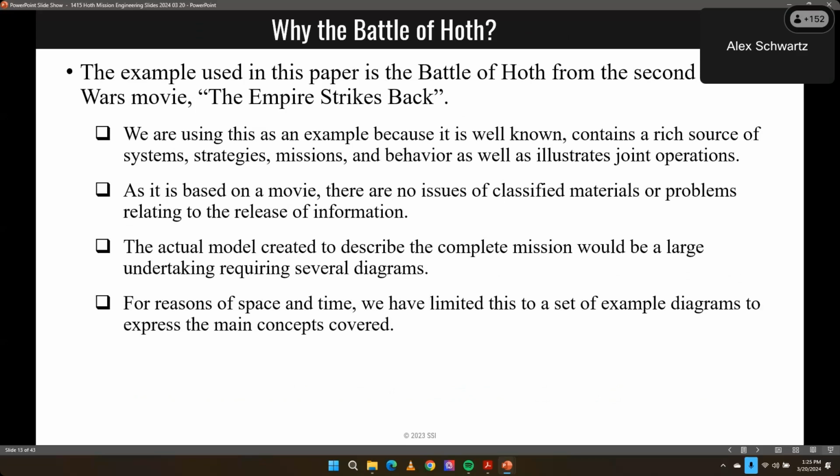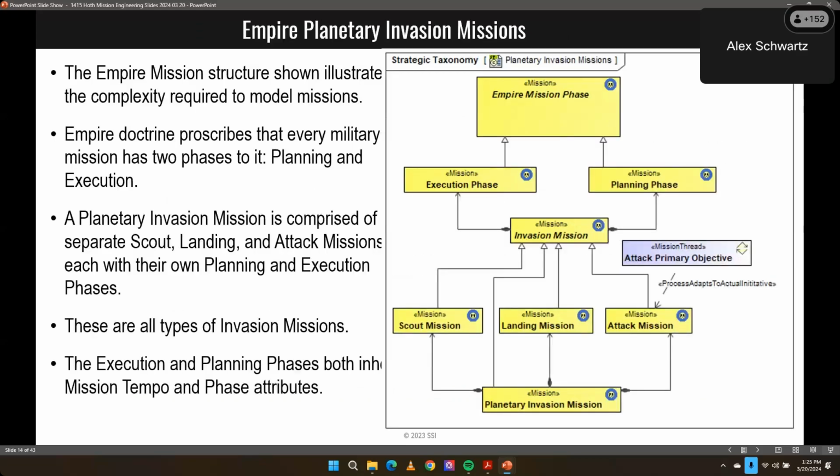So again, this is all the reasons why we're using it, and here are the basic elements. A mission, and we have two types of Empire mission phases, which are the execution phase and the planning phase. And invasion missions are made up of these two types of missions. If you look at the invasion mission, the types of invasion, as you can see, are scout, landing and attack mission. And these are all part of the planetary invasion mission. So again, you can have missions within missions. Some of these can be the mission phases as you go along.